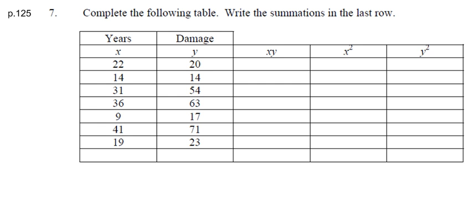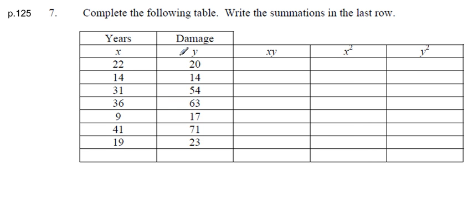Page 125, problem number 7, reads, complete the following table. Write the summations in the last row. Okay, so we've got a table of data here. So we've got the years, I believe this is the years that someone smoked cigarettes, and the percent damage in their lungs. So we're going to call those X and Y.